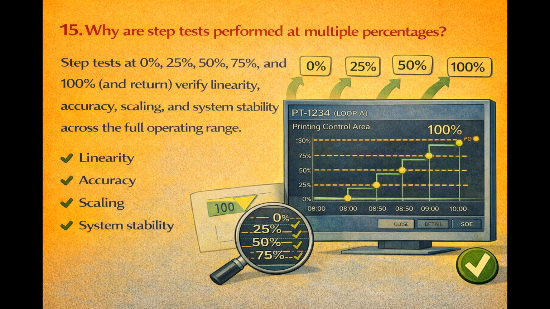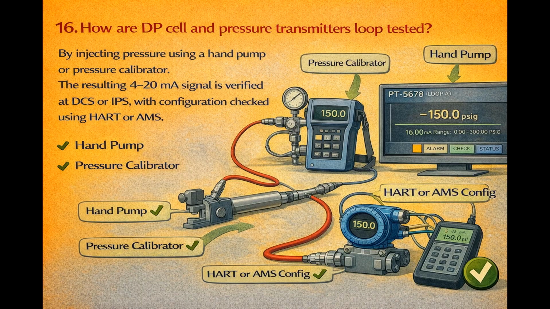Why are step tests performed at multiple percentages? Step tests at 0%, 25%, 50%, 75%, and 100% and return, verify linearity, accuracy, scaling, and system stability across the full operating range. How are DP cell and pressure transmitters loop tested? By injecting pressure using a hand pump or pressure calibrator. The resulting 4 to 20 milliamps signal is verified at DCS or IPS with configuration checked using HART or AMS.